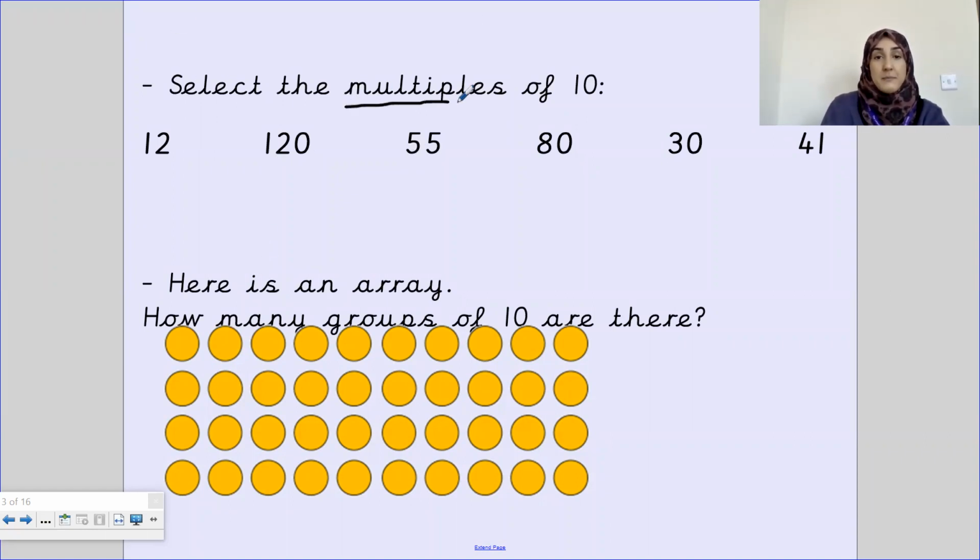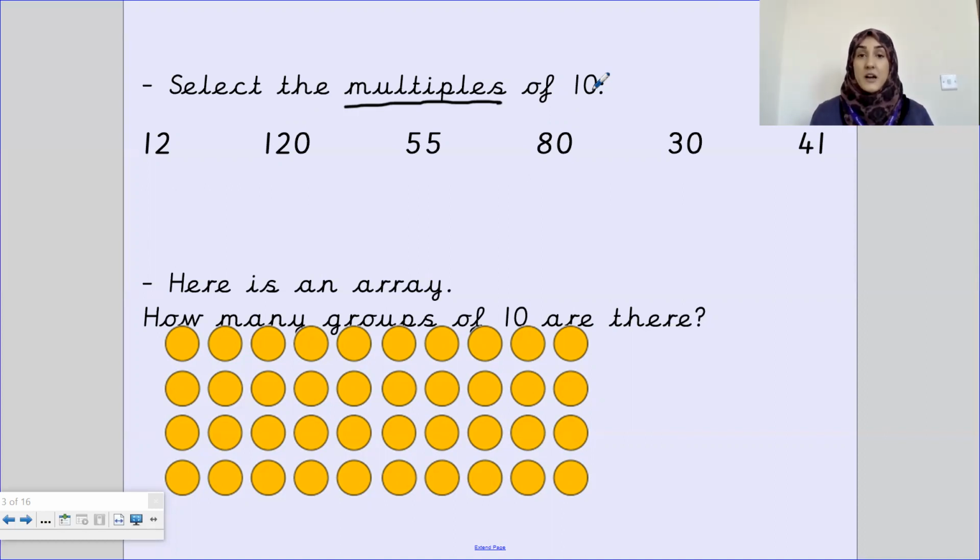Select the multiples of 10. Now, this word you might be thinking, Miss Baig, what is multiple? I don't know what that means. So a multiple, when it says the word multiple, it means does the number occur in the 10 times table or when you are counting in your tens. So let's warm up first and count in our tens. 0, 10, 20, 30, 40, 50, 60, 70, 80, 90, 100, and we'll stop there. We could go all the way up to 1000 and beyond if we wanted to, but we don't have time for that in this video.